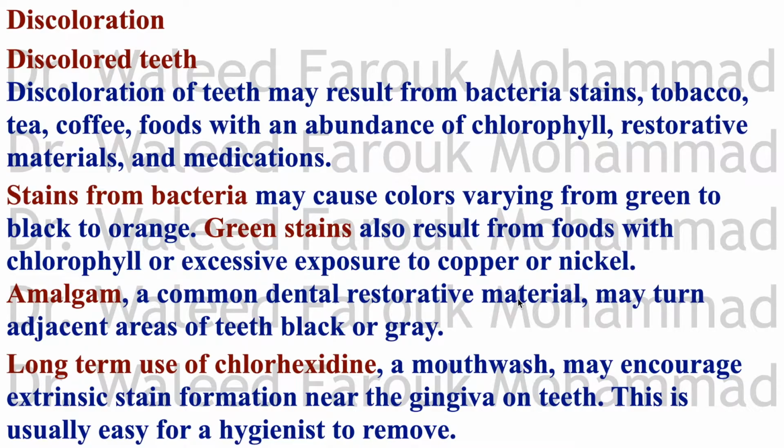Stains from bacteria may cause colors varying from green to black or orange. Green stains also result from foods with chlorophyll abundance and excessive exposure to copper or nickel. Amalgam, a common dental restorative material, may turn adjacent areas of teeth black or gray. Long-term use of chlorhexidine, a mouthwash, may encourage extrinsic stain formation near the gingiva on the teeth. This is usually easy for the hygienist to remove.